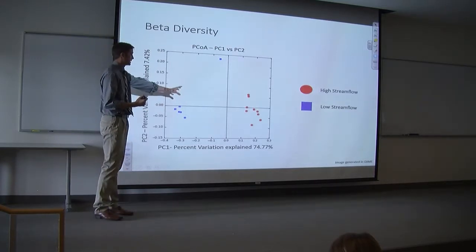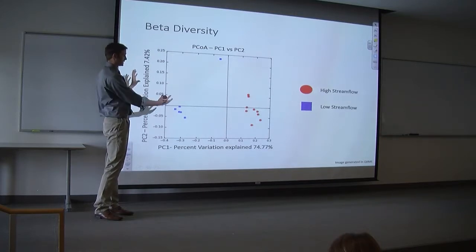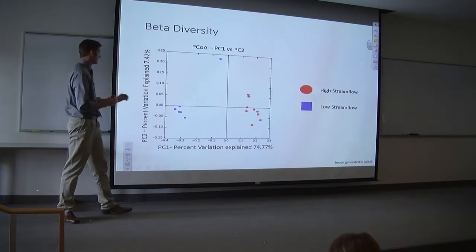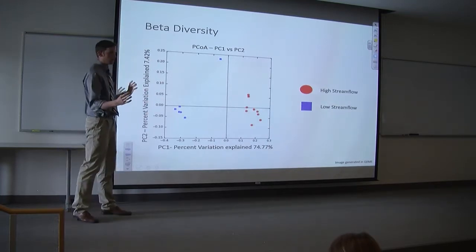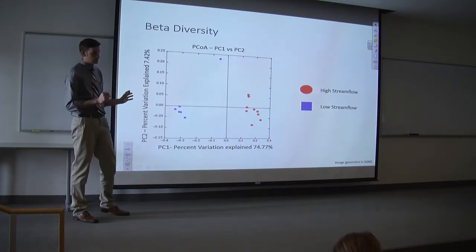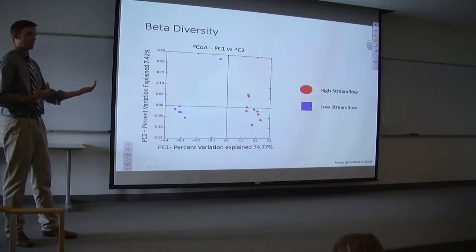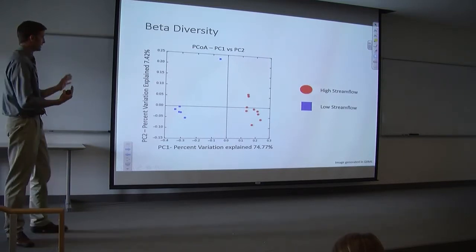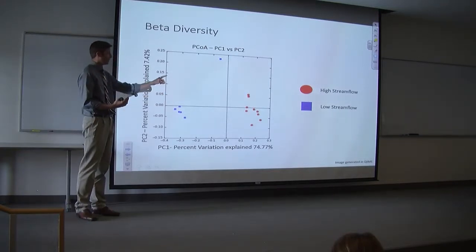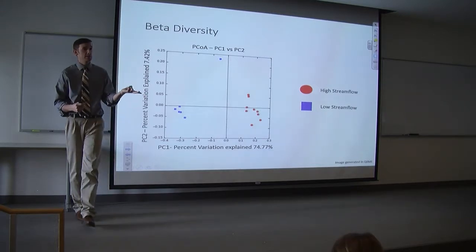And each one of these single points represents a sampling location, and their relative position on these coordinates indicates how similar they are. Things that are close together are similar, things that are further apart are not as similar. You'll notice that the high streamflow and the low streamflow samples were very similar to each other, but different when we compared them as a group. This would suggest that there's a difference in beta diversity between the high and low streamflow samples, and the beta diversity is driven by a change in species diversity.